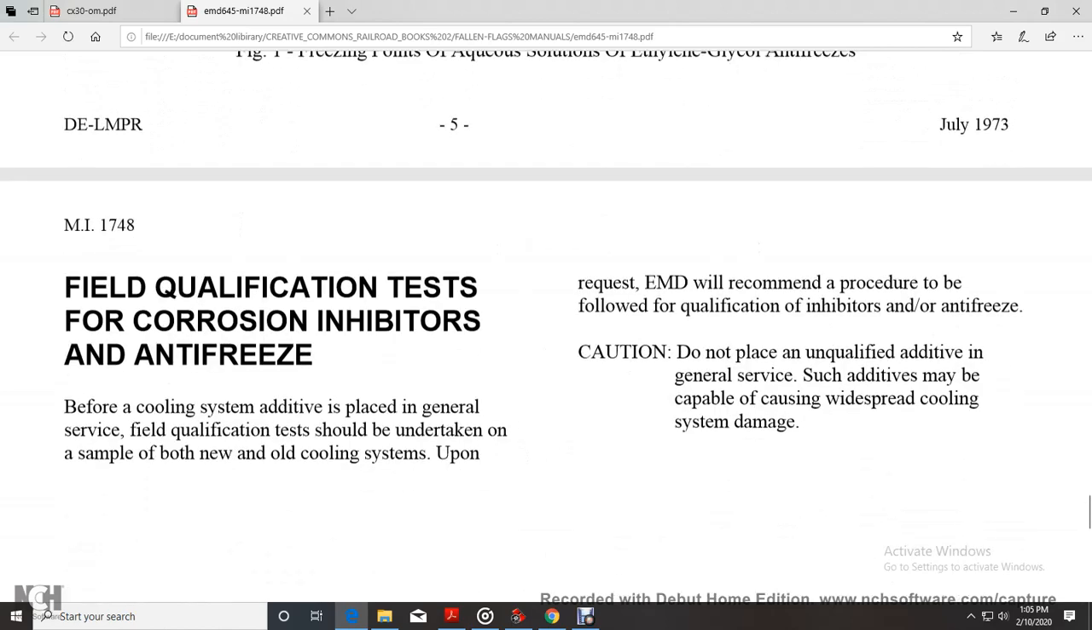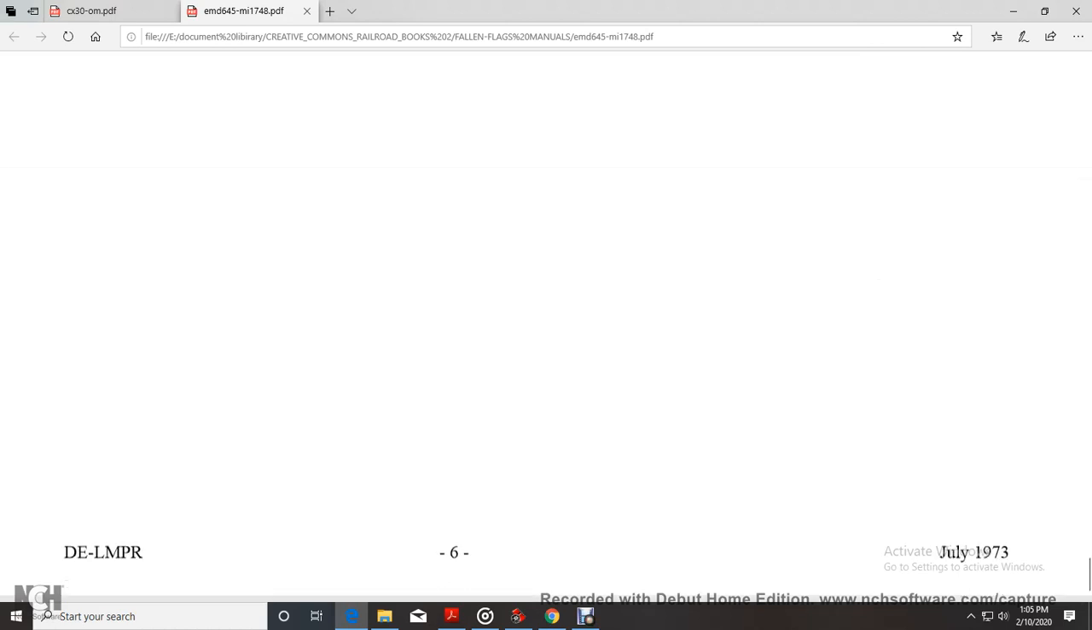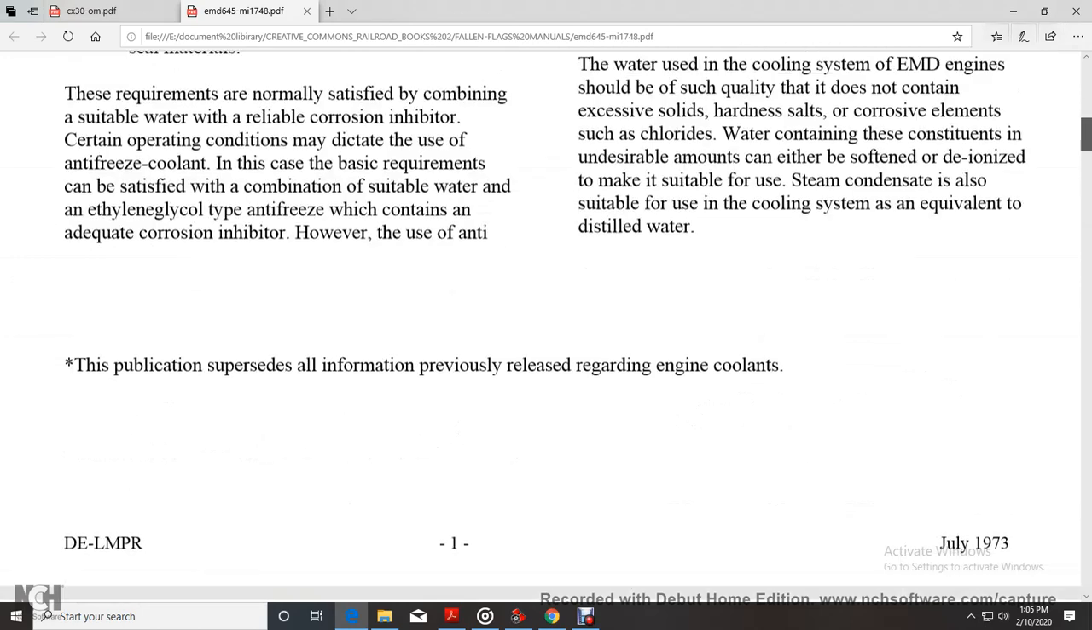Field qualification test for the corrosion inhibitor of the antifreeze: before a cooling system additive is placed in general service, a field qualification test should be undertaken. Samples of both the new and old cooling systems, upon request, Electro-Motive Division recommends a procedure for the qualification of inhibitors for the antifreeze. Do not place unqualified additives in general service, as additives may be capable of causing widespread cooling system damage. And this was a maintenance instruction on the Electro-Motive Division, General Motors.